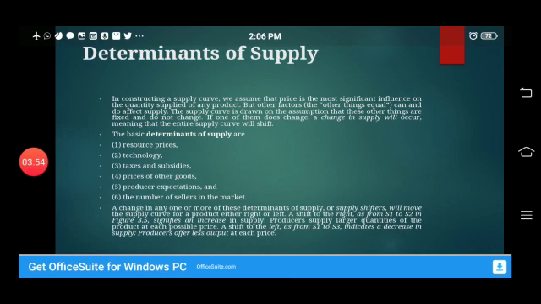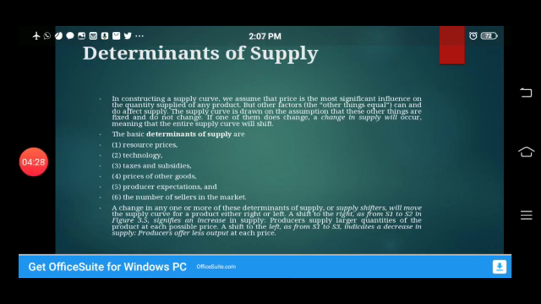Now what are the determinants of supply? Number one is the resource prices. Resource prices means input prices. For example, wages. Labor is used as an input, so labor gets the wages. If they demand higher wages, the cost of production will increase. When the cost of production increases, the profit motive for the supplier will reduce. When the profit reduces, they will supply less. The main motive of the supplier is profit.